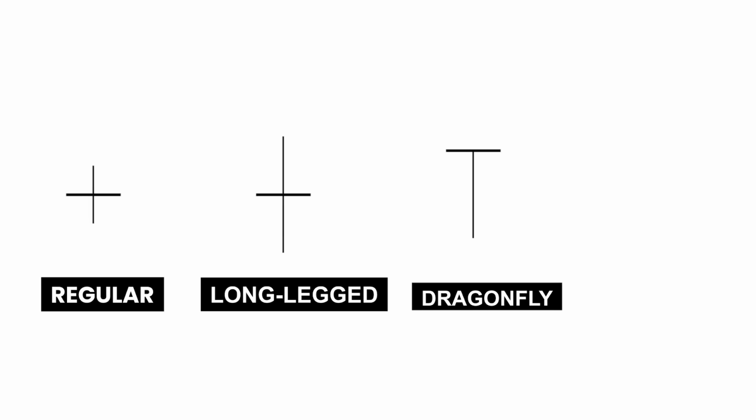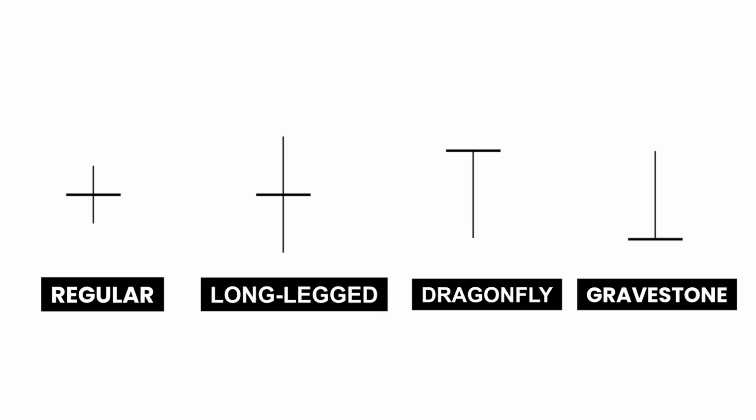There are several variations of the doji: the regular doji, the long-legged doji with larger wicks, the dragonfly with a small body and big bottom wick, and the gravestone with a small body and large upper wick.